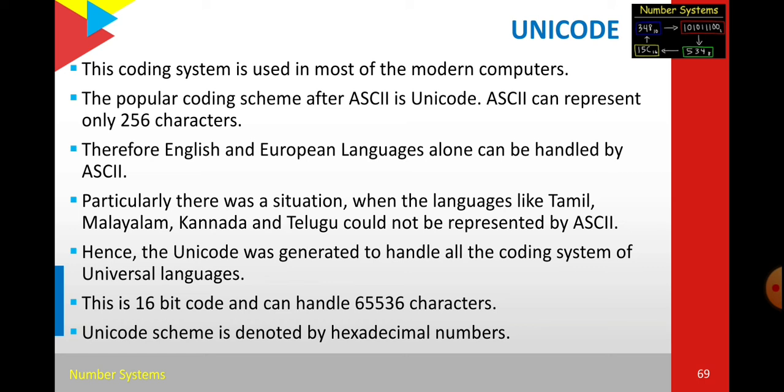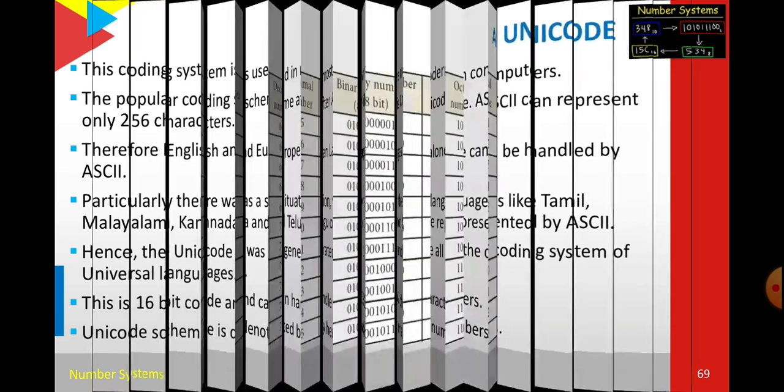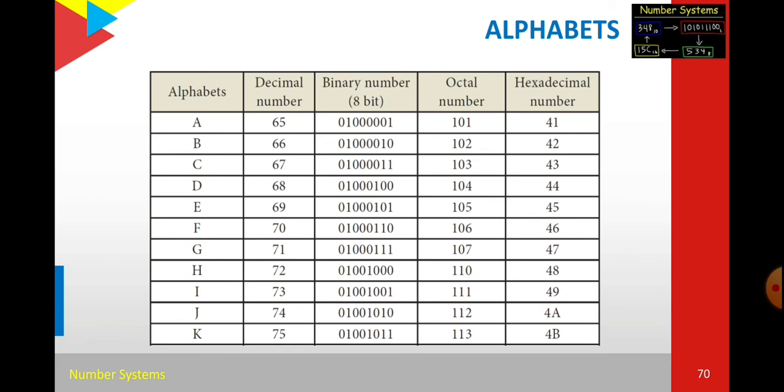The Unicode scheme is denoted by hexadecimal numbers. We already studied the different types of number systems that are used. So the Unicode scheme is denoted by the hexadecimal number system, while ASCII codes are denoted by the binary number system. Now you can see one table is given in your book, with alphabets, letters, and the equivalent decimal, binary, octal and hexadecimal numbers.